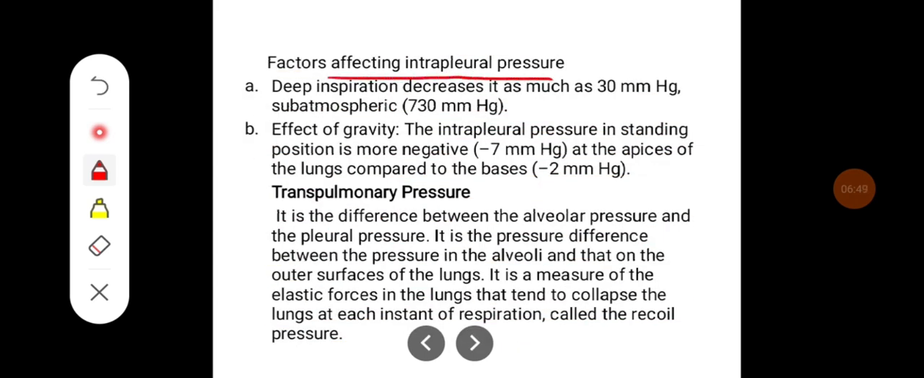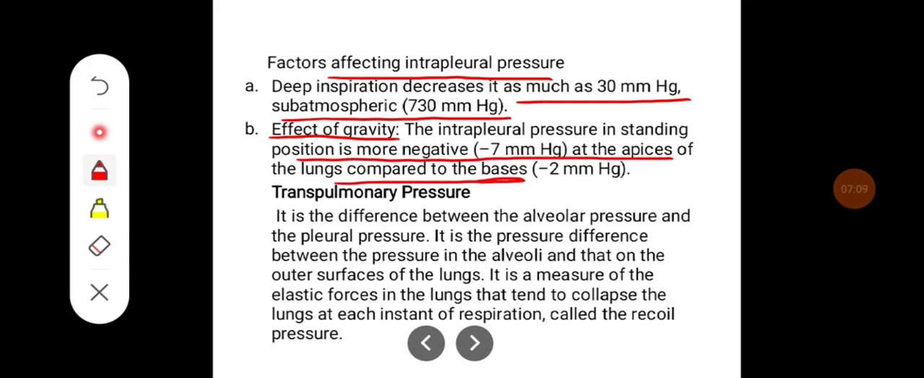The factors which are affecting intrapleural pressure. Deep inspiration decreases it as much as 30 mm of Hg to subatmospheric pressure. Effect of gravity. The intrapleural pressure in standing position is more negative at the apices of the lungs compared to the base. At the apices it is -7 mm of Hg and at the base it is -2 mm of Hg.